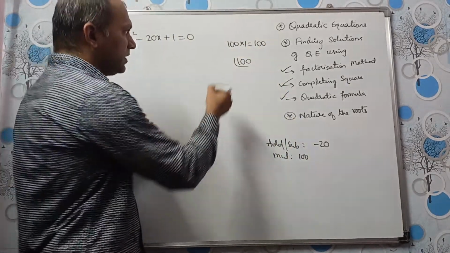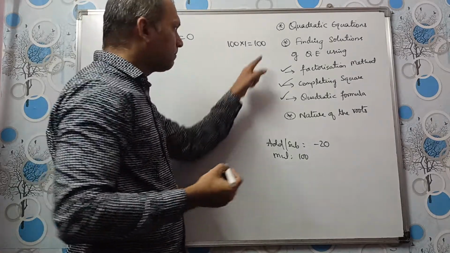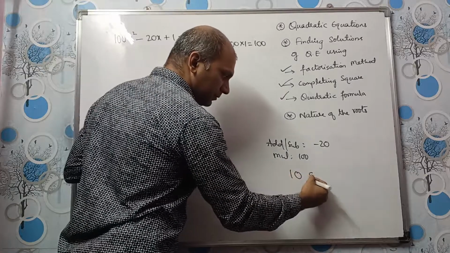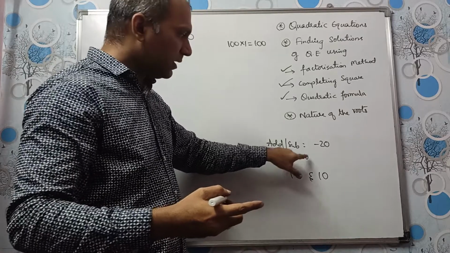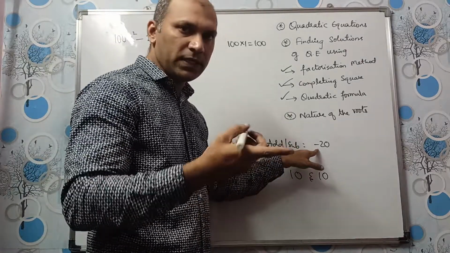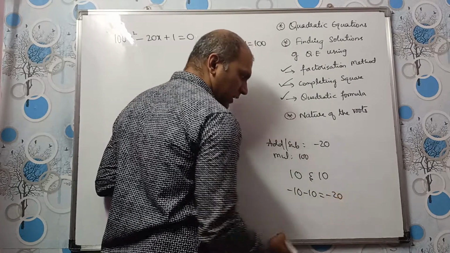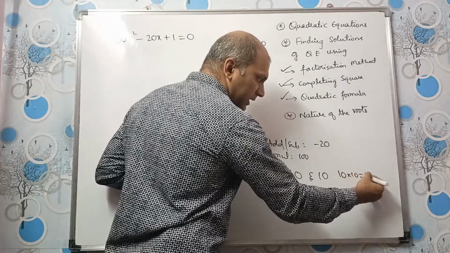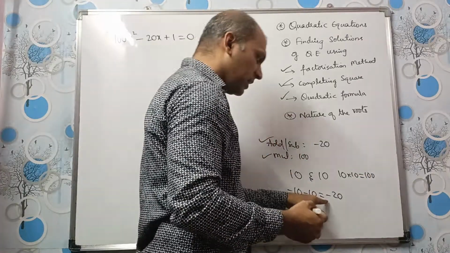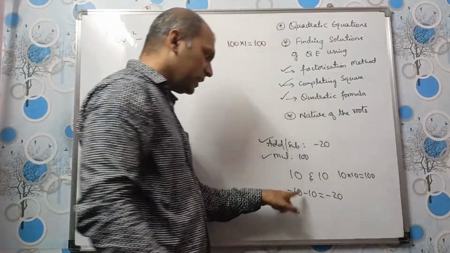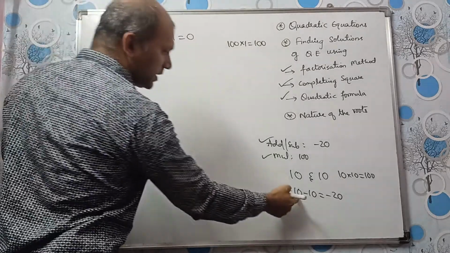Now see here, 10 tens are 100, it is very easy. Can we use 10 and 10? 10 tens are 100. 10 and 10 will give us minus 20 also, right? So minus 10 minus 10 we can write as minus 20, and 10 multiplied by 10 is equal to 100. So multiplication is 100, addition is minus 20. It is satisfying, right? We can take the same terms also. So let us split this minus 20 in this form.